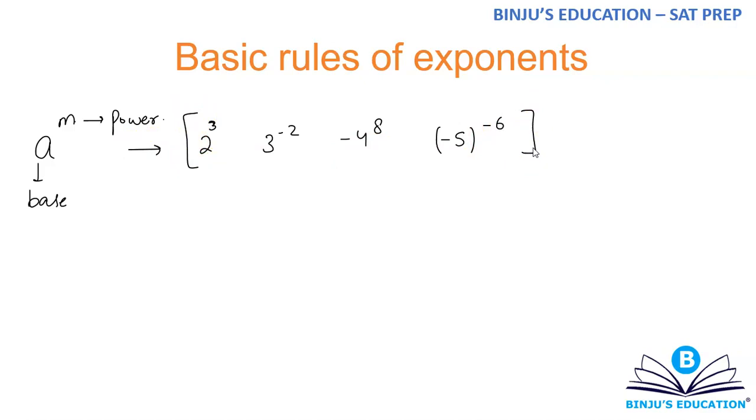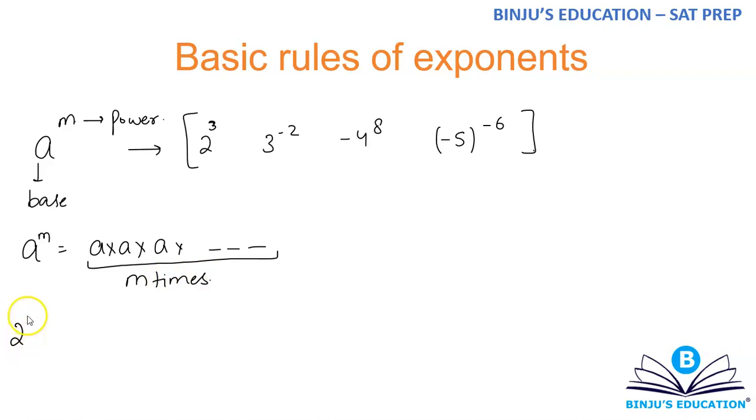All right, now when you write something as a to the power m, what does that mean? What does a to the power m mean? When you write a to the power m, that's like multiplying a, m times. For example, if you write 2 to the power 3, that's like 2 into 2 into 2. If you write 3 to the power 4, that's like multiplying 3 four times, and so on and so forth. If you have a negative sign in the power, then there's a property which you need to know. However, the concept is still the same.